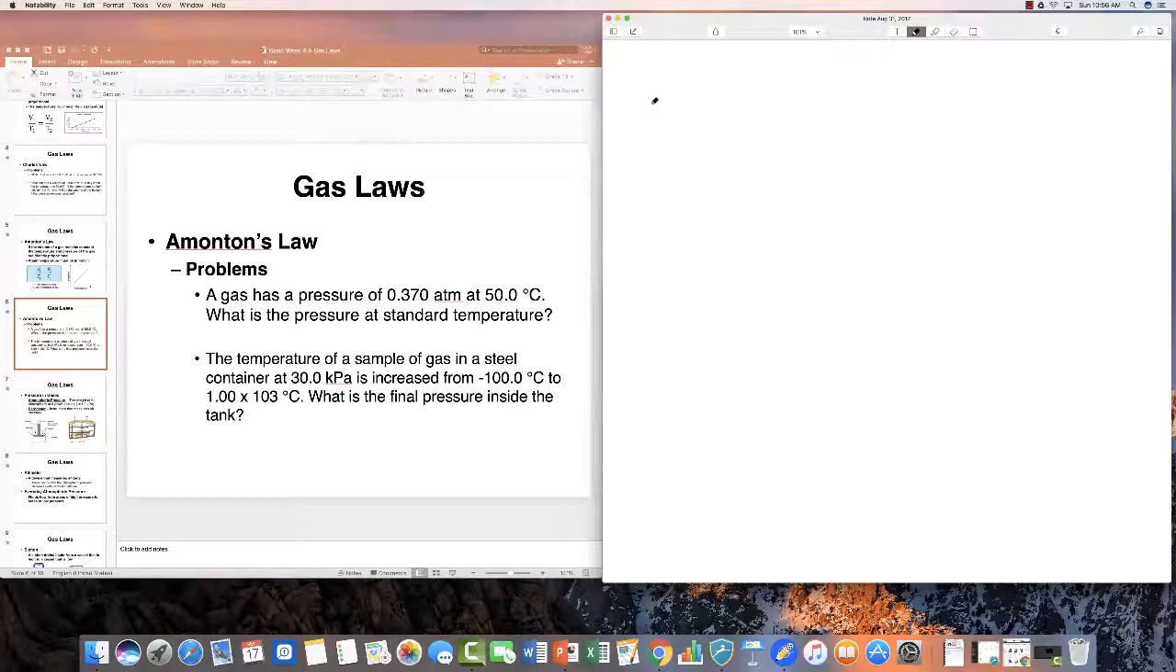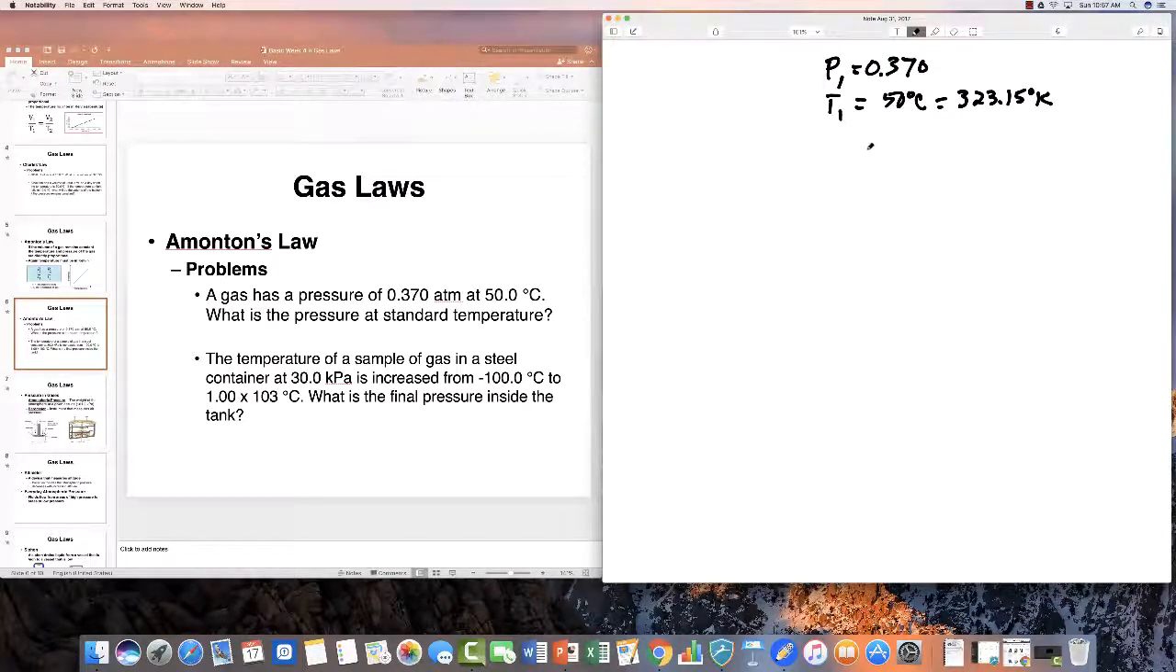The first one is a gas has a pressure of 0.370 atmospheres. P1 equals 0.370 atmospheres at a temperature of 50 degrees. T1 is equal to 50 degrees centigrade, and if you add 273.15 to that, you get 323.15 degrees Kelvin.